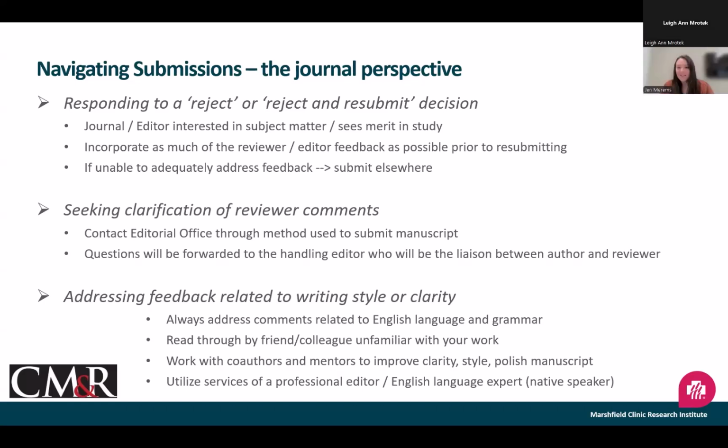So, do any of the others have any add-ons to any of these points before we get into more detailed questions?